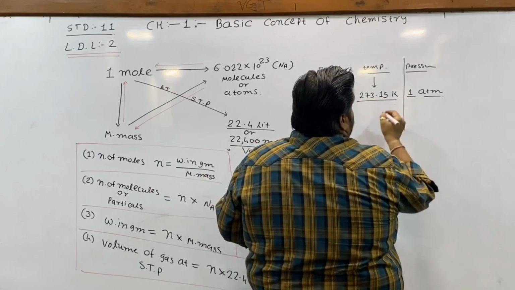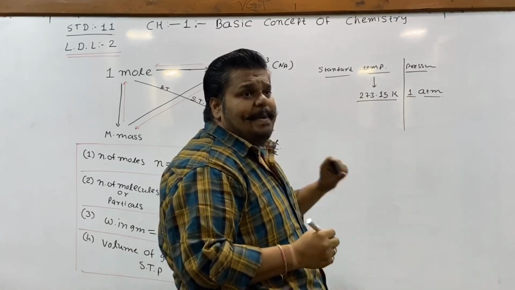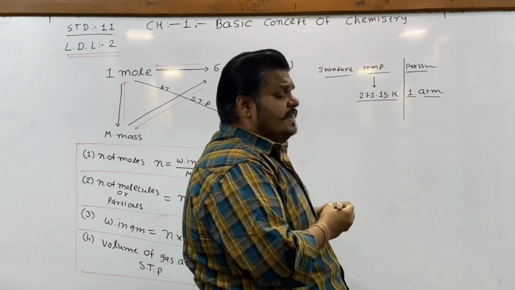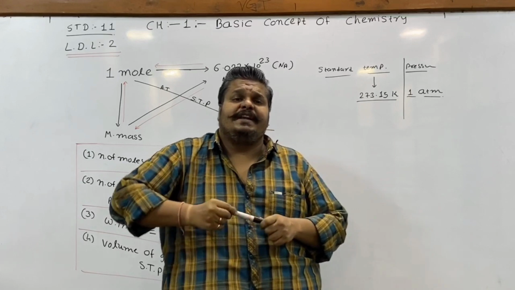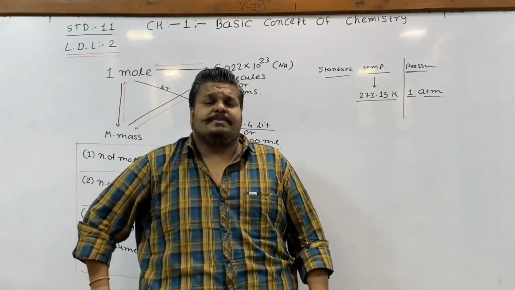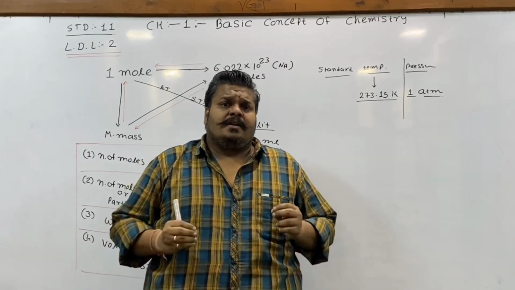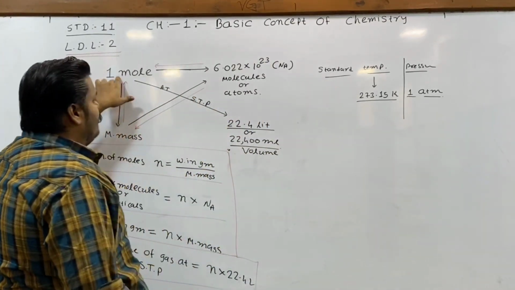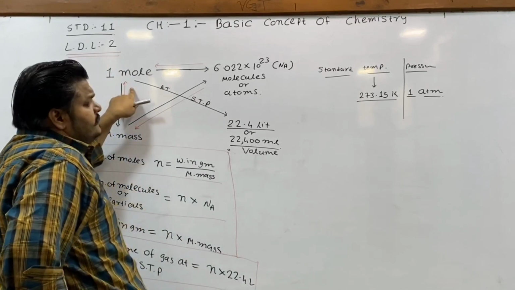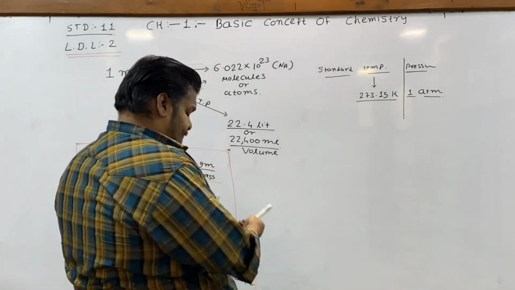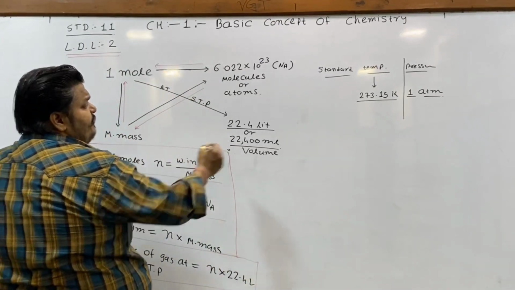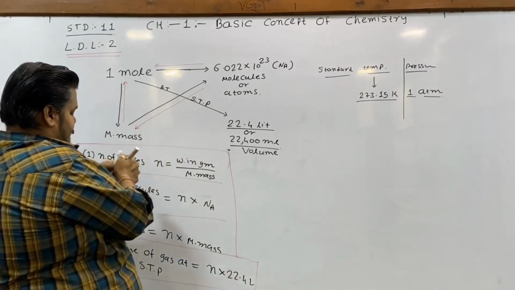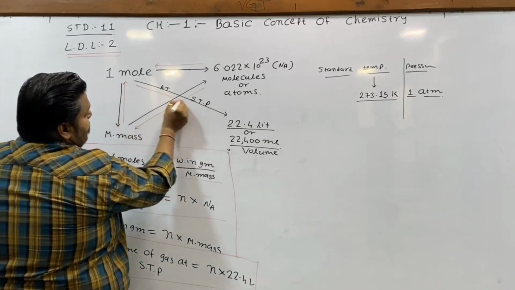At 273 Kelvin temperature and 1 atmospheric pressure, the volume occupancy of a substance is 22.4 liter for a 1 mole of a substance. It's a fourth relation that we are having for a 1 mole of a substance. 1 mole occupies 22.4 liter at STP. Similarly, if we take 22.4 liter volume at STP, it is equal to 1 mole of a substance. It's called a vice versa relation.